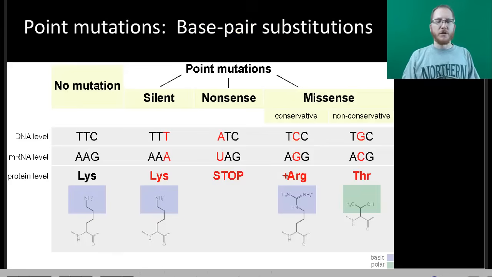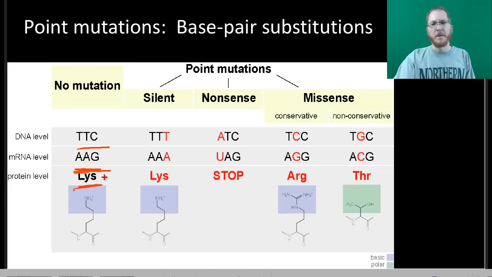Now the other mutations are going to be substitutions. So in this case we normally have TTC, that's the DNA, which then if we transcribe it, you'll see it's AAG, no U's, so I guess we wouldn't know for sure it's mRNA just by looking at it. And that typically codes for lysine. All right, it's a particular amino acid, no big deal.